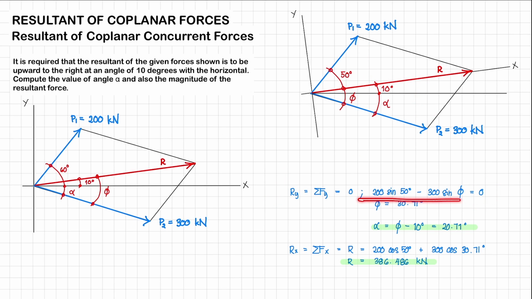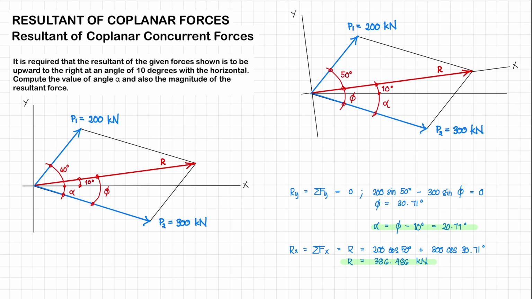So we have one equation, one unknown, so we'd be able to solve for phi. And phi is going to be equal to 30.71 degrees. And from the problem, we are asked to solve for angle alpha. Angle alpha is just equal to your phi minus 10 degrees. So we have here phi minus 10 degrees, and that is equal to 20.71 degrees. That is for angle alpha.